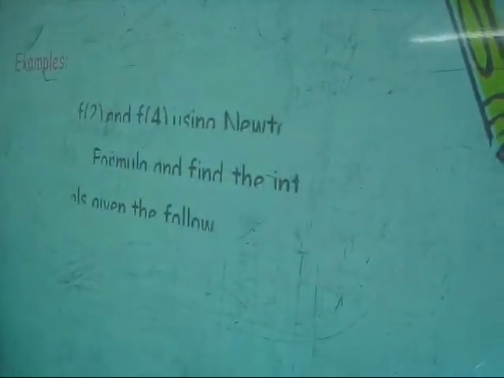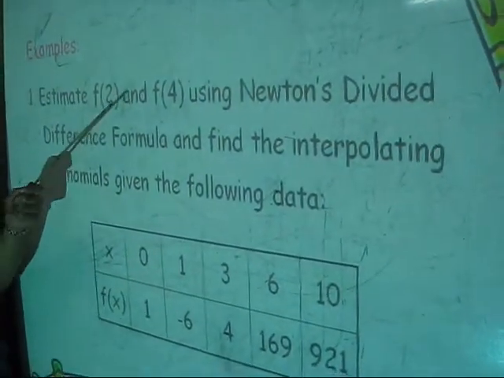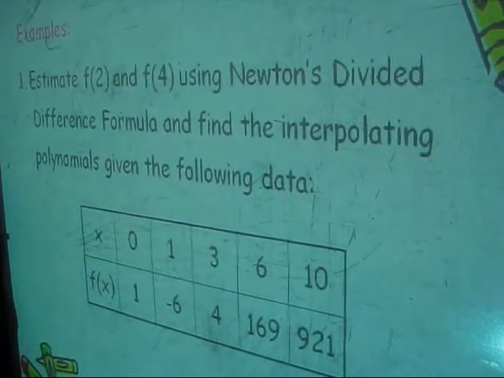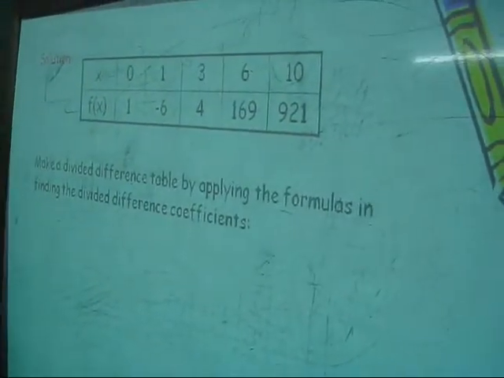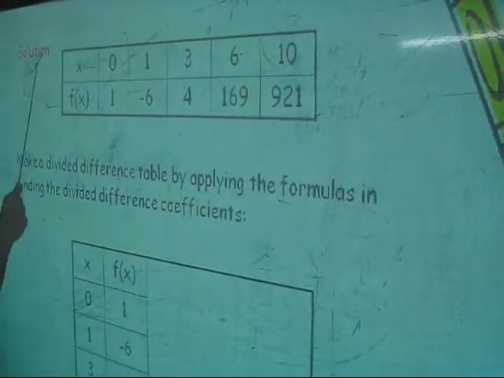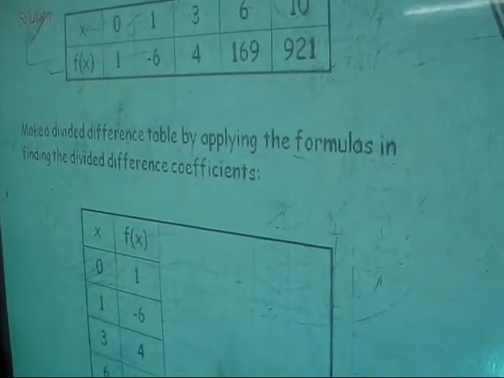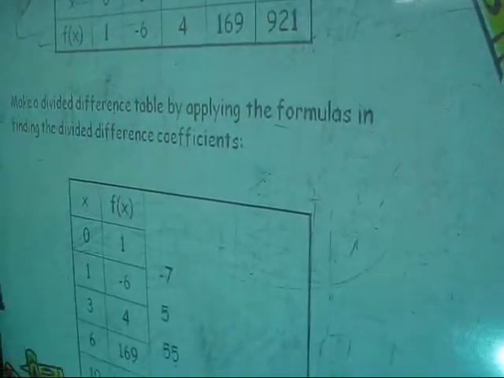Let us have our example using the Newton's divided difference formula. Estimate f of 2 and f of 4 using the Newton's divided difference formula and find the interpolating polynomials given the following data. So these are the data that we will be using for us to be able to get the solution. The first step for us to be able to solve for these values is to make a divided difference table by applying the formulas in finding the divided differences coefficients.